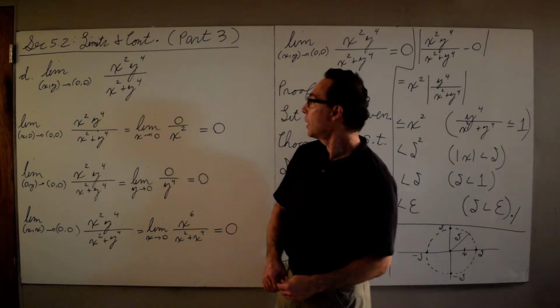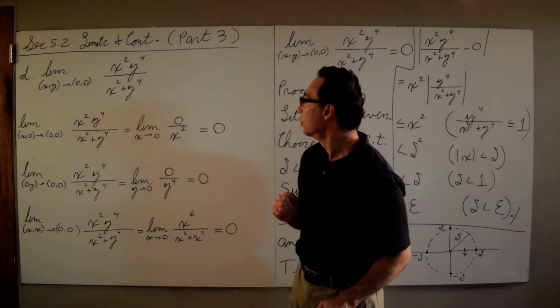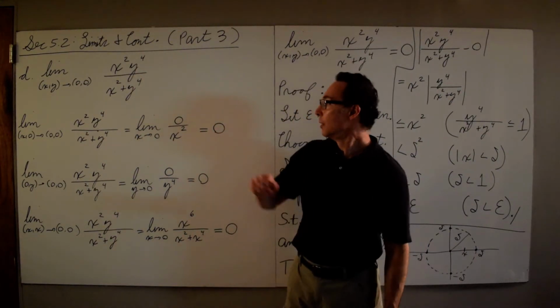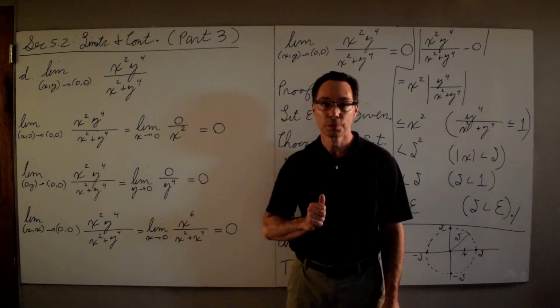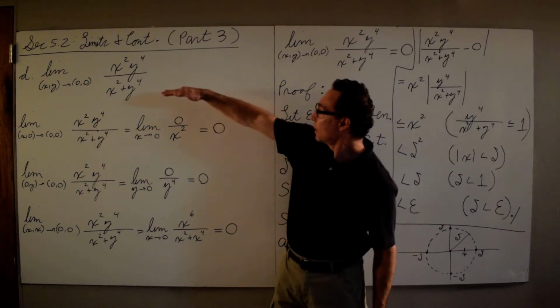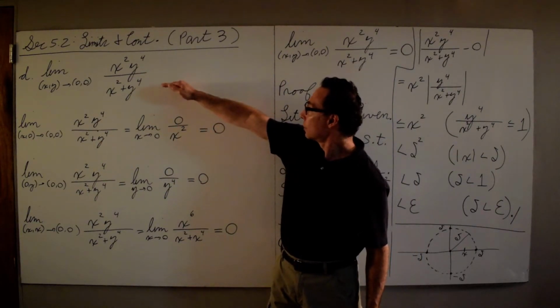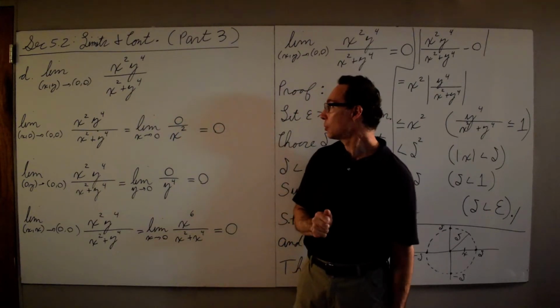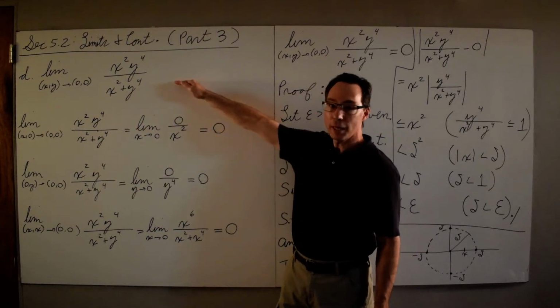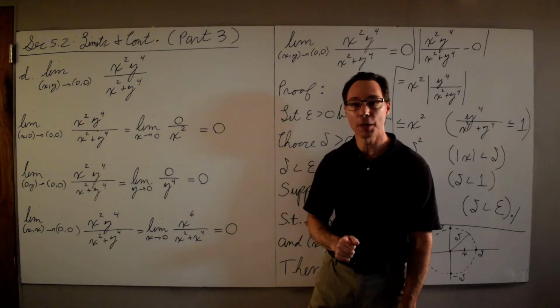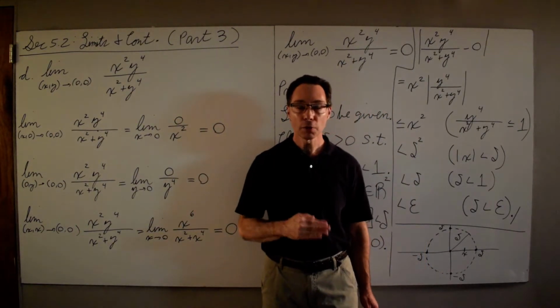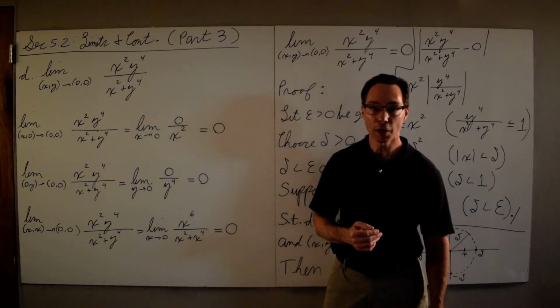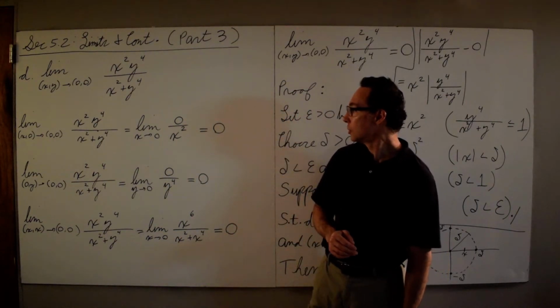This is the third video on section 5.2, limits and continuity of functions of several variables. So here we're going to look at the limit as (x,y) approaches (0,0) of x squared times y to the fourth divided by x squared plus y to the fourth. Once again, we have an indeterminate form of type 0 over 0. So let's explore this a little bit like we have done with the previous functions.